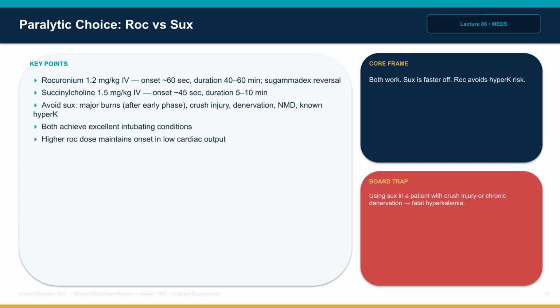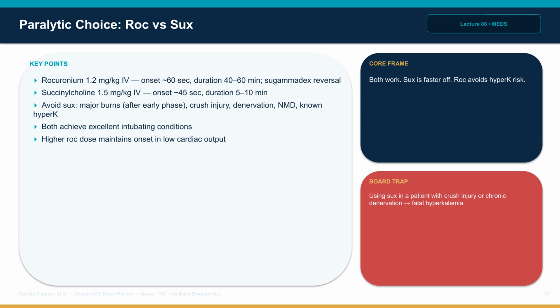Rocuronium versus succinylcholine is a classic debate. Rocuronium is 1.2 milligrams per kilogram intravenously with onset in about 60 seconds and duration of 40 to 60 minutes. Reversal with Sugammadex is possible if available. Succinylcholine is 1.5 milligrams per kilogram intravenously with onset in about 45 seconds and duration of 5 to 10 minutes. Avoid succinylcholine when hyperkalemia risk is elevated.